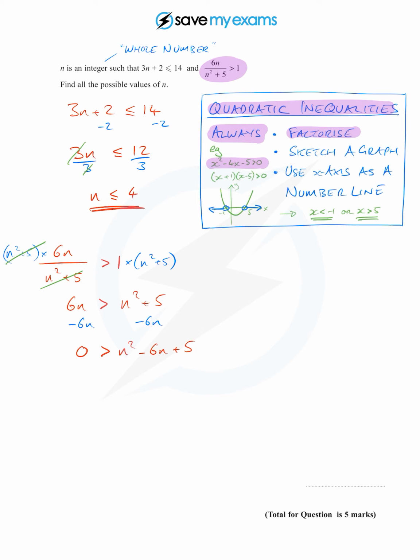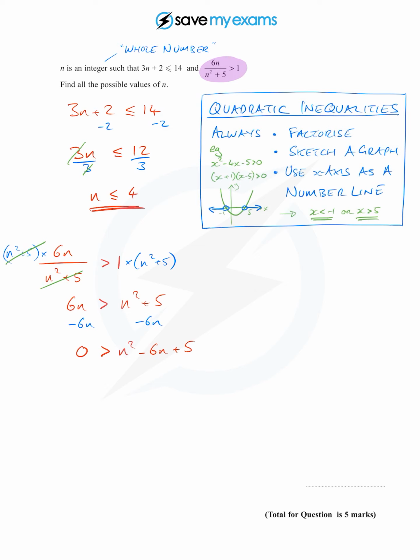Now then, go back to the example in the blue box. When I've got it in that sort of form, it says always factorise, so I've factorised it. Why do I factorise it? Well, it means I can sketch a graph. And look, what makes the bracket 0 in my example? Well, x equals minus 1 and x equals 5. So those are the roots of the graph. That's where it crosses the x-axis. And then once we've done that, we simply use the x-axis as a number line and read off the answers. I'll show you more about that in a second.